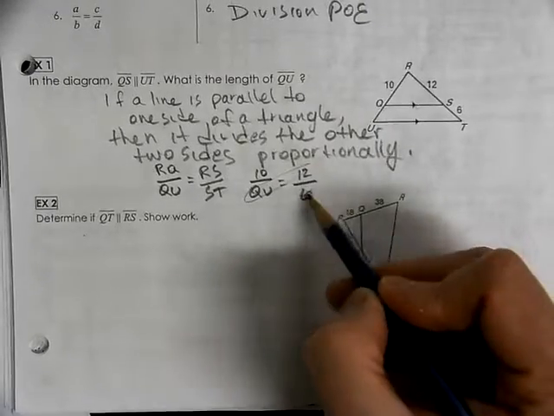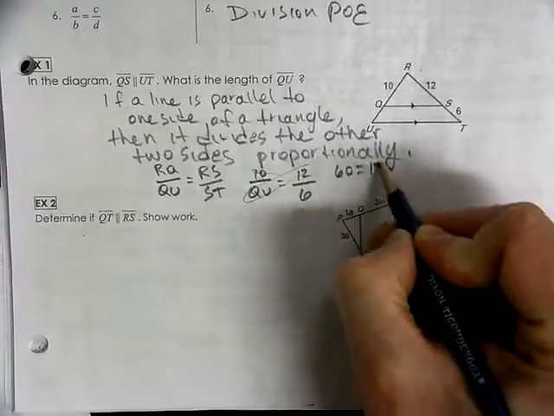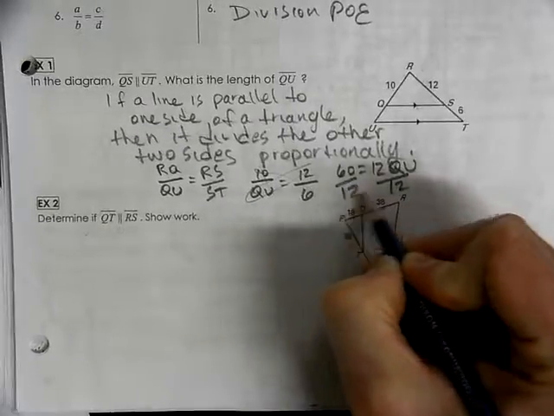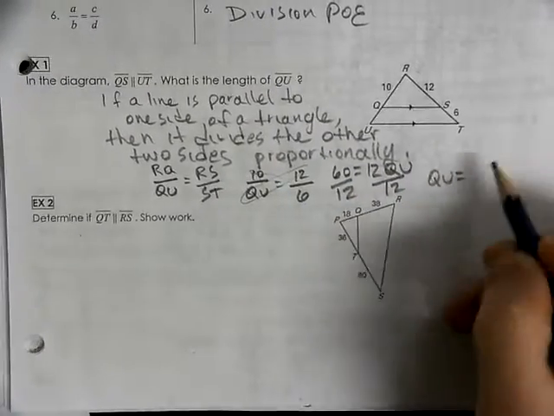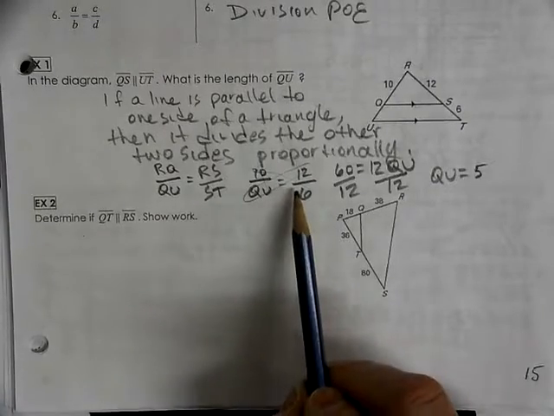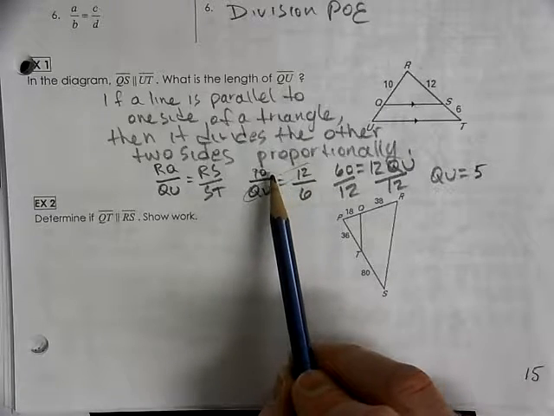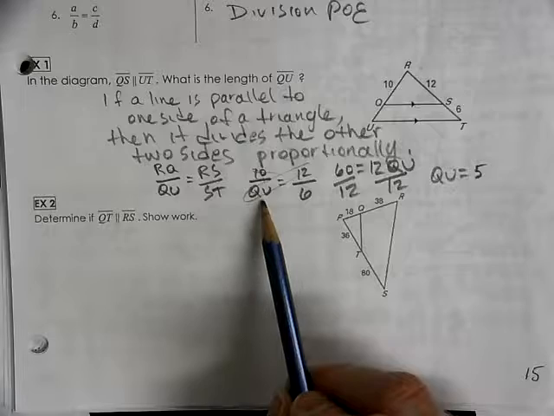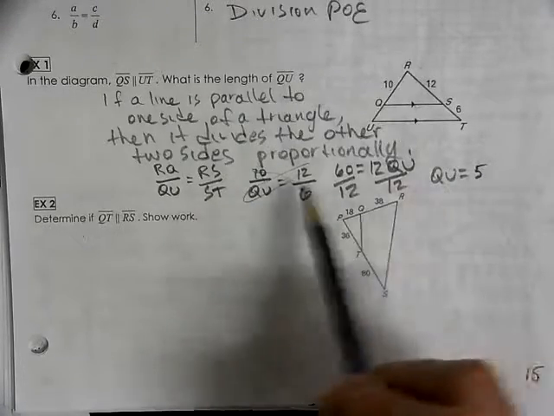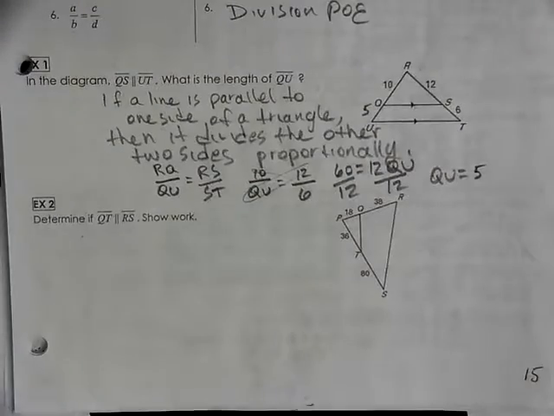You might notice that cross multiplying would give you 60 equals 12 times QU, and by dividing by the 12, you might not be surprised that we get the answer of 5. If you look at your original proportion, if you divided by 2 to get to the 6, then you got to divide by 2 to get down to a 5. So we're not surprised that the answer is 5. But now we've mathematically shown that it's 5. That would have to be 5.